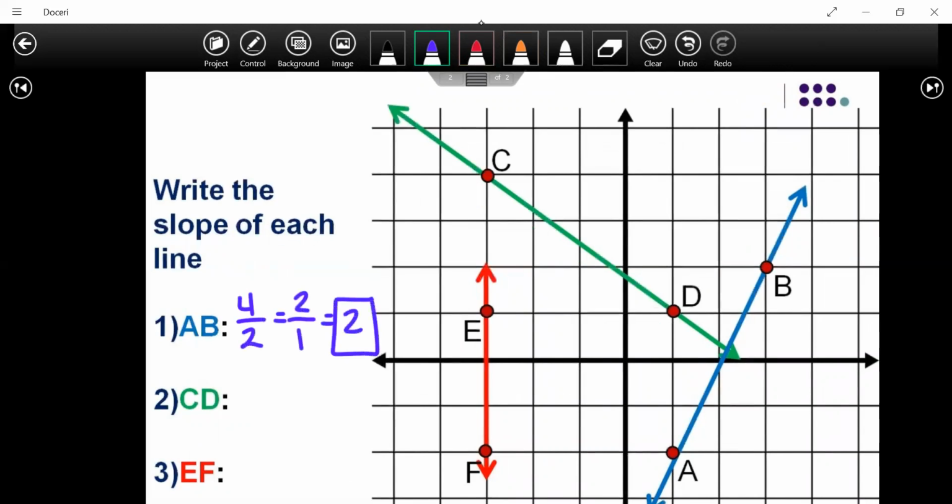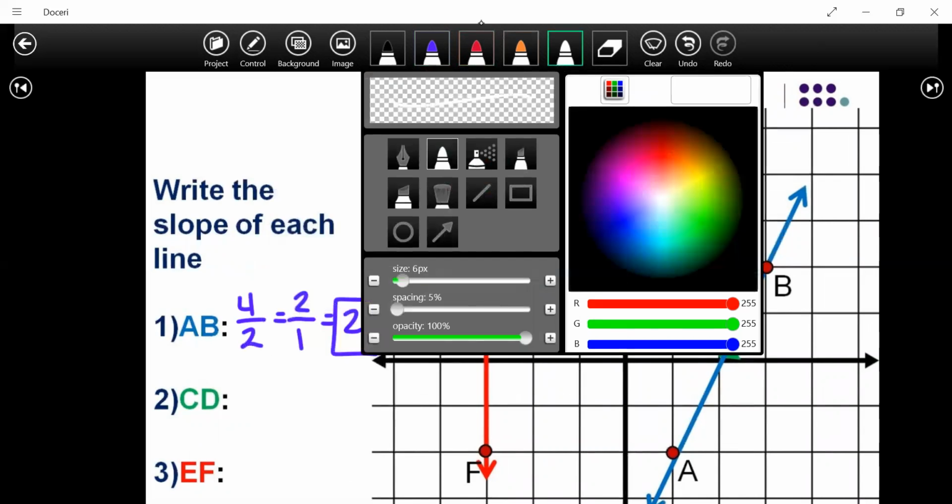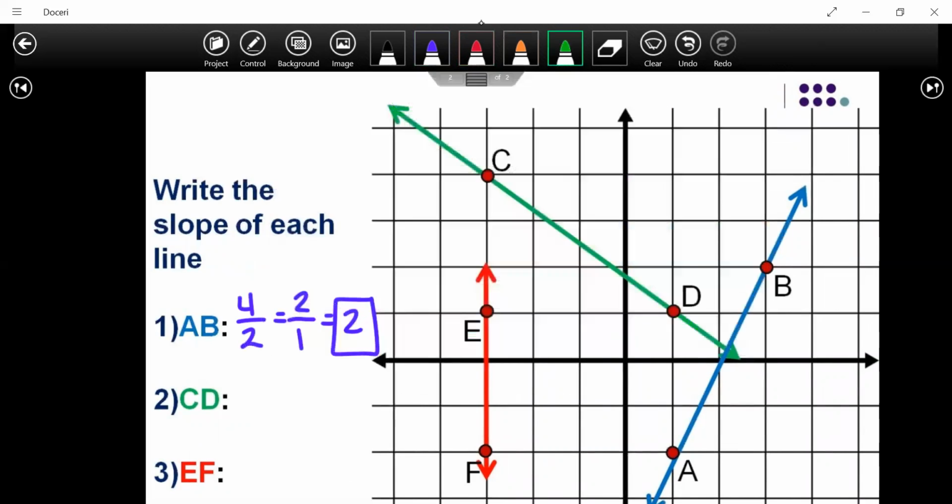What about for our CD? Is it positive or negative? Negative. In this case, the negative value is going downward from left to right, from C to D. So we are going to say it's negative. So we're going down by how many? Over how many? So negative 3 over 4. It cannot be reduced, so we leave it there.